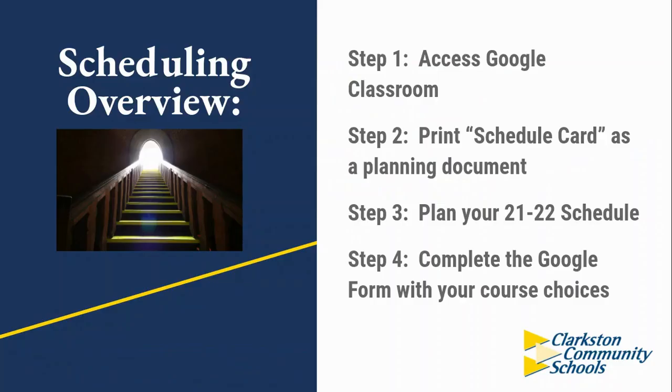This year's scheduling process will follow 4 main steps. Step 1, access your scheduling Google Classroom. Step 2, print your schedule card as a planning document. Step 3, plan your 2021-2022 class schedule. And step 4, complete the Google form with your course choices. So now that we have an overview, let's look at each step more in depth.